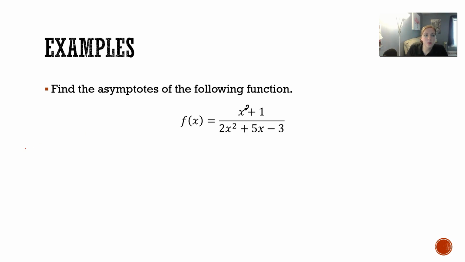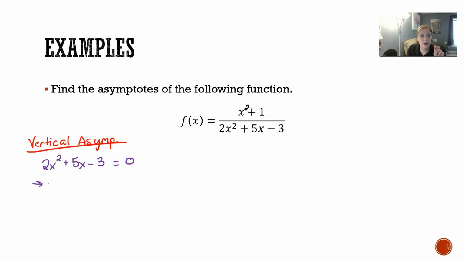Okay, so let's start with our vertical. Yeah, I always like to start with vertical asymptotes. So again, you set your denominator equal to 0. 2x squared plus 5x minus 3, set that equal to 0. Now this one I'm going to go ahead and factor. I'm going to use the slide and divide method since it's a trinomial with a leading coefficient. Feel free to use whatever factoring method you feel more comfortable with.